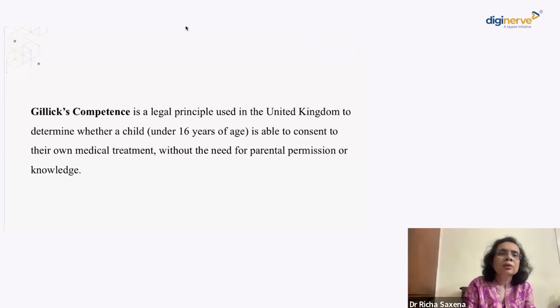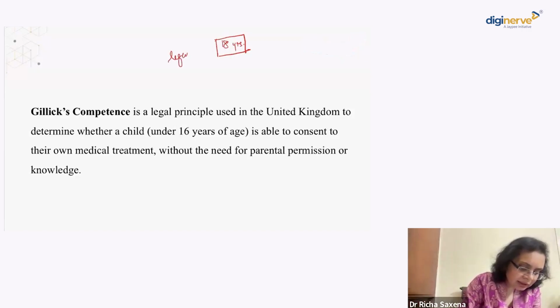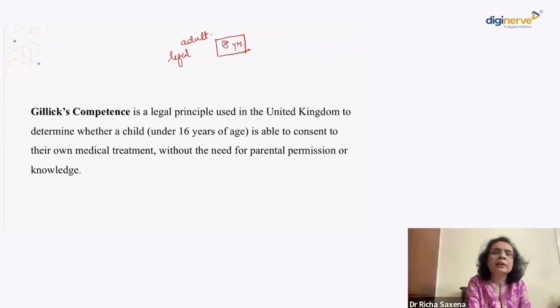Anyone? What is the legal age when we consider children to be adults? It is 18 years. Yes, it is 18 years in India also. It is 18 years in the whole of the UK also. So it includes Scotland, England, Wales, everywhere. The adult age for legal decisions, your rights of voting, your other rights of property and all that, comes at 18 years of age. So that is the legal age where a person is considered to be an adult.